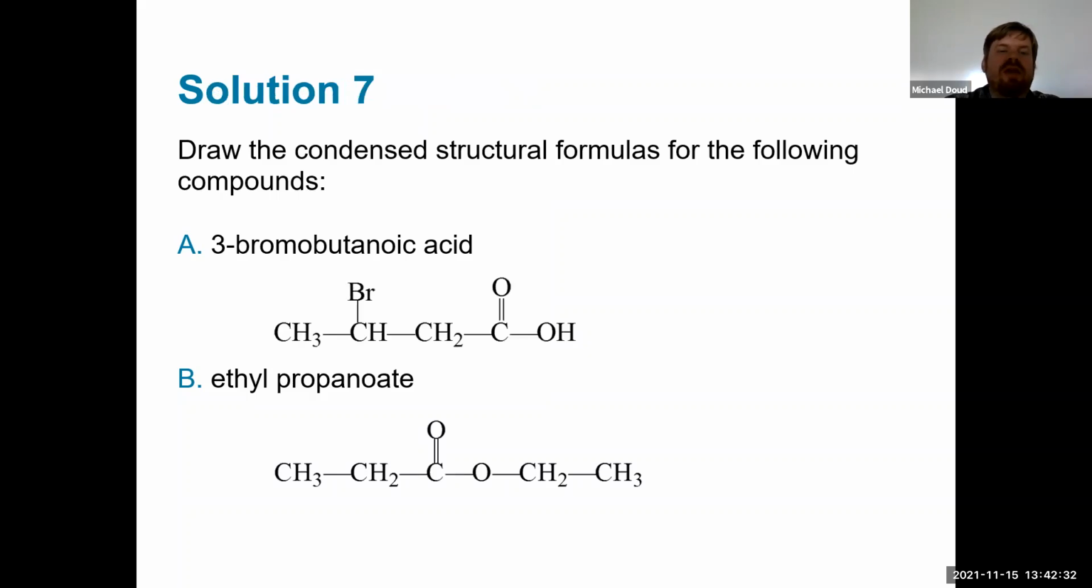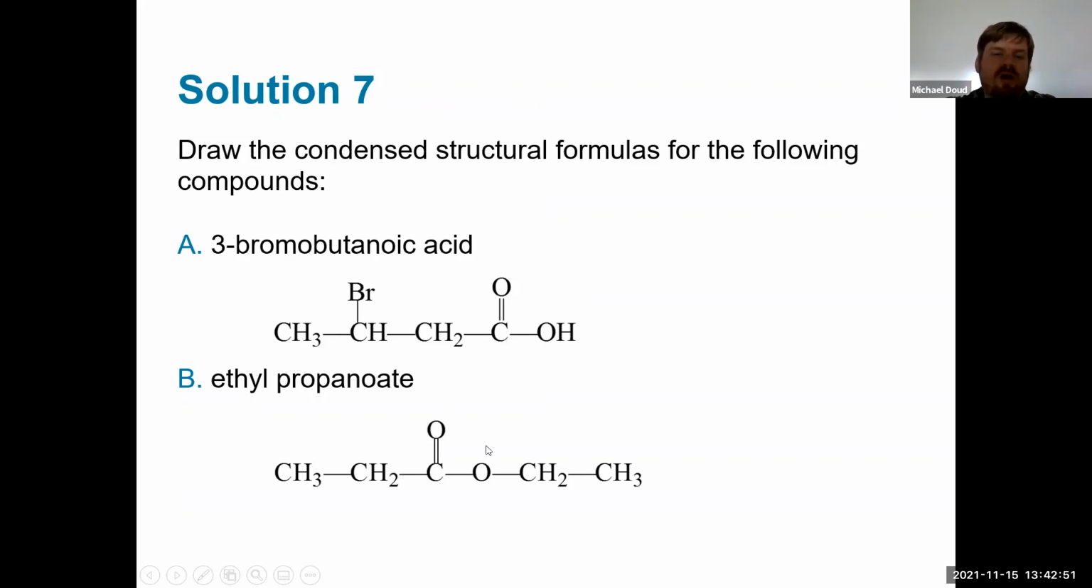So 3-bromobutanoic acid. Well, butanoic acid is a 4-carbon carboxylic acid. So that's easy enough. You draw a carboxylic acid, that's carbon 1, 2, 3, 4. Then it has a bromo on carbon 3. So just count carbon 1, 2, 3, bromo, boom, you're good to go.